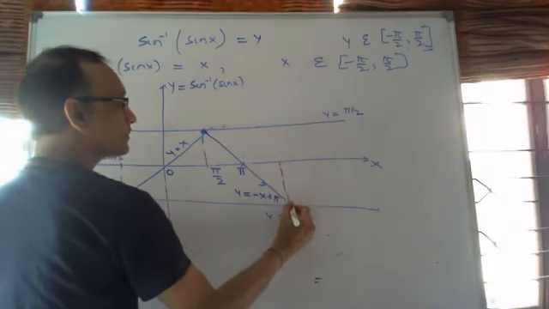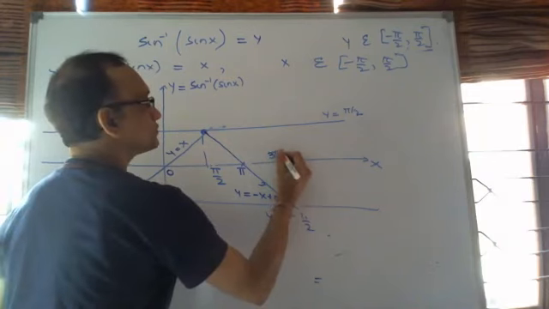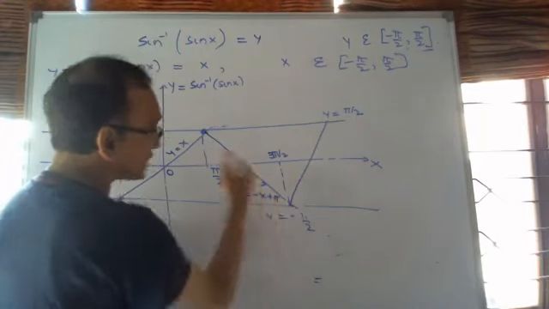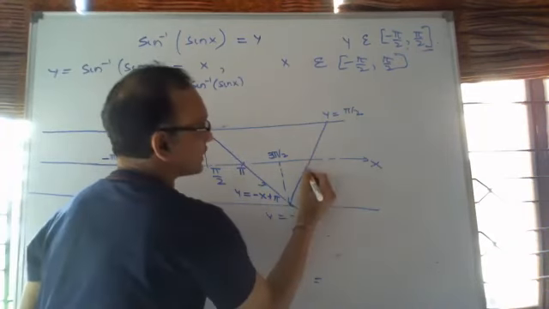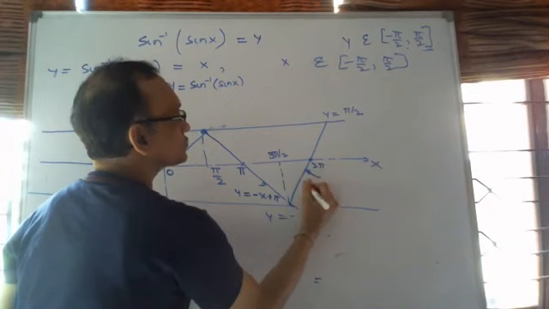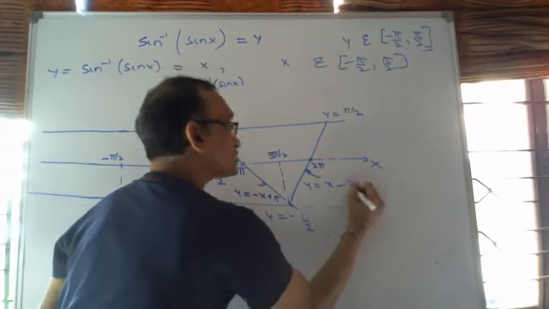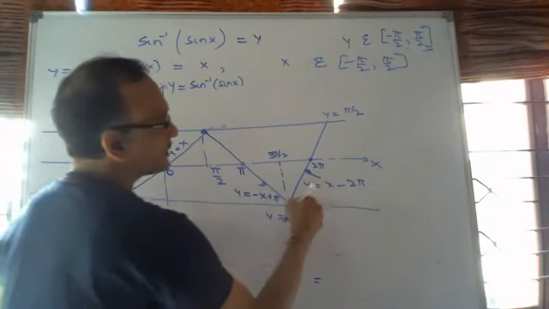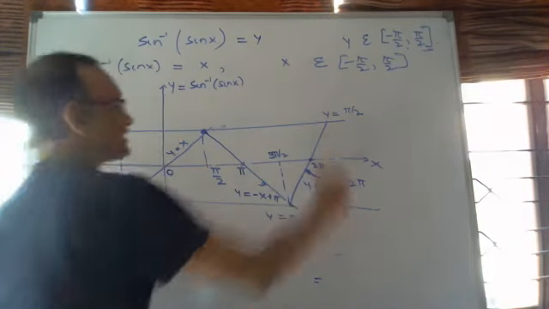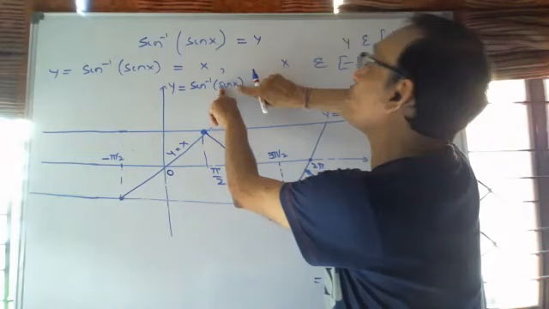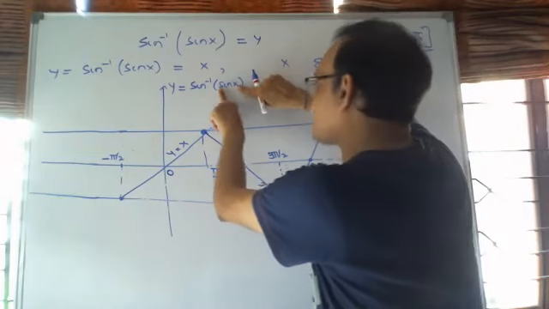Then this will be 3 pi by 2, then it will rise up like this. This one has slope -1, this will have slope +1, and this will be 2 pi. The equation of this line will be y equal to x minus 2 pi. At x equal to 2 pi, it's becoming 0. That's it. Now the funda is sin inverse sin x has the same periodicity as sin x, 2 pi.